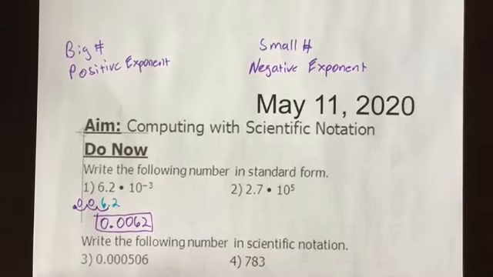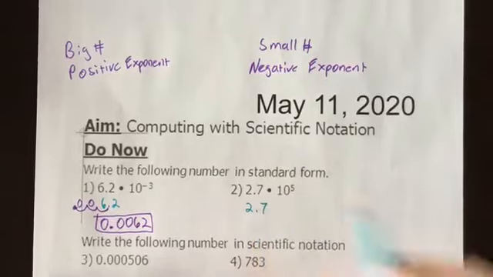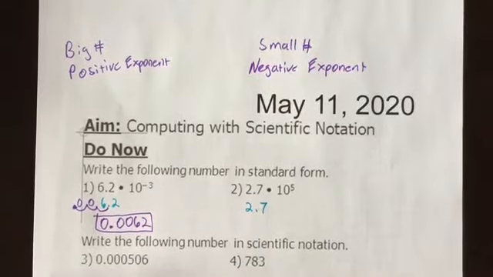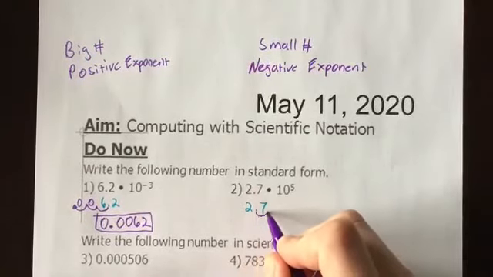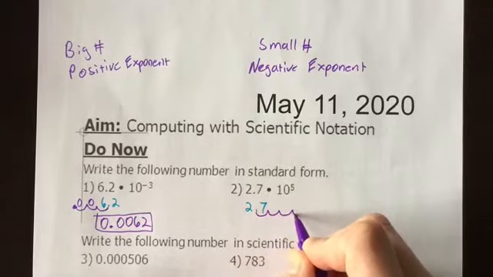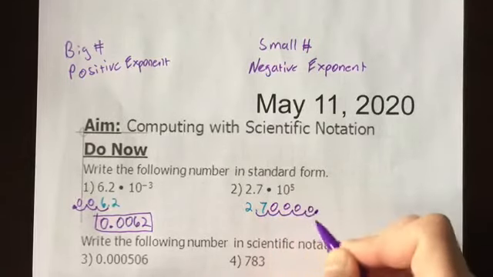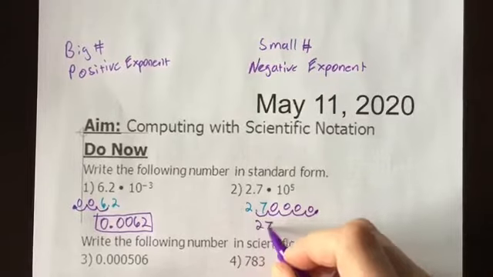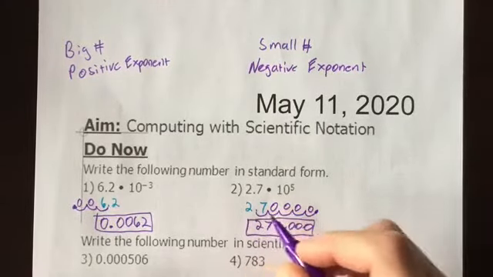Okay. Same process for number 2, 2.7 times 10 to the 5th. I'll rewrite my significand. Our exponent is 5. We're going to move the decimal 5 spaces. It's a positive exponent. To make a big number, I would have to move the decimal to the right. So we move to the right 5 spaces. 1, 2, 3, 4, 5. And fill in with our zeros. So we wind up with 270,000. Perfect.